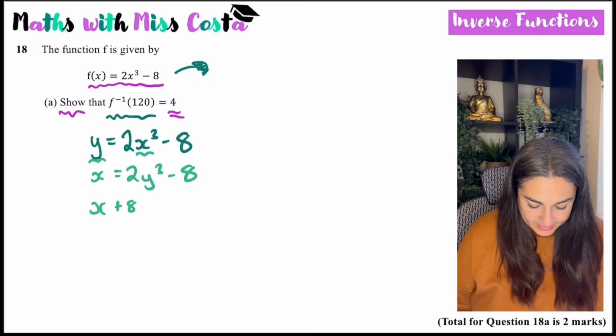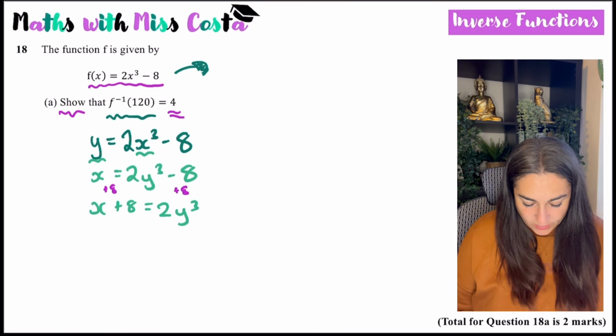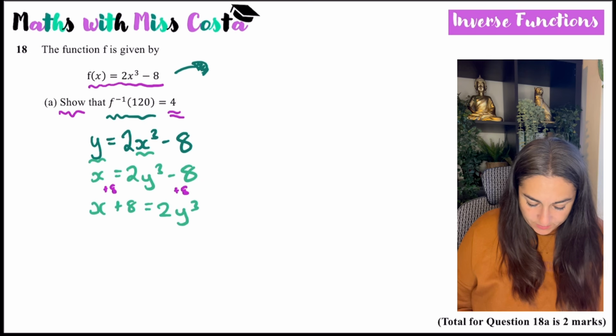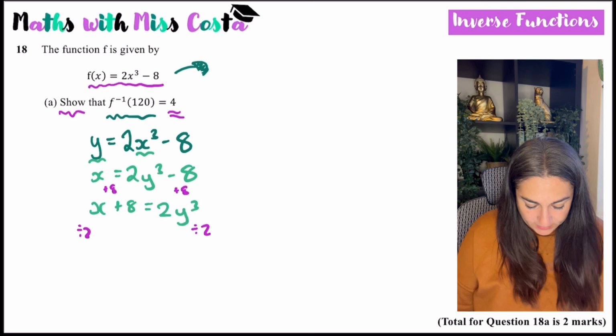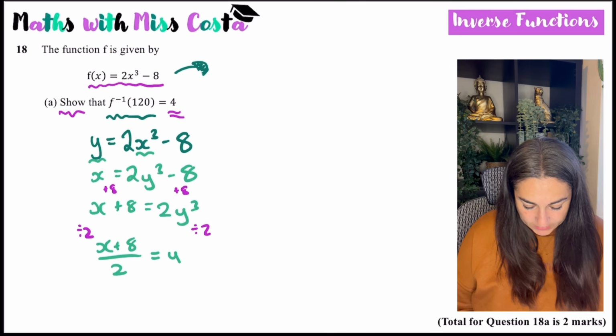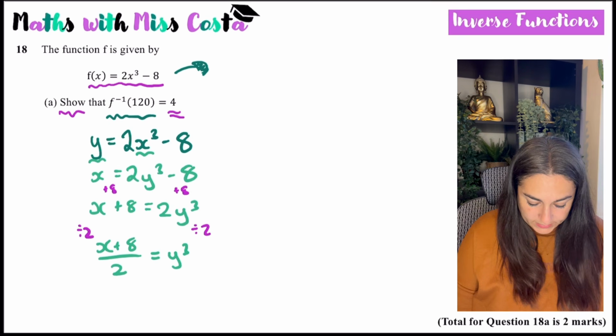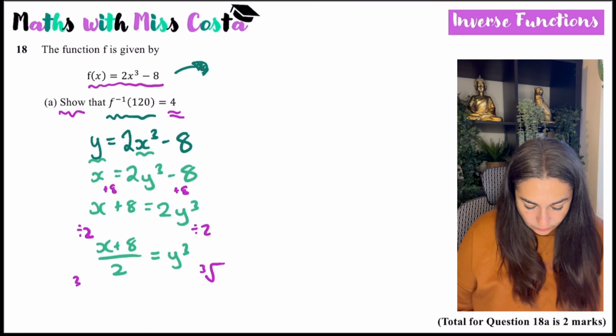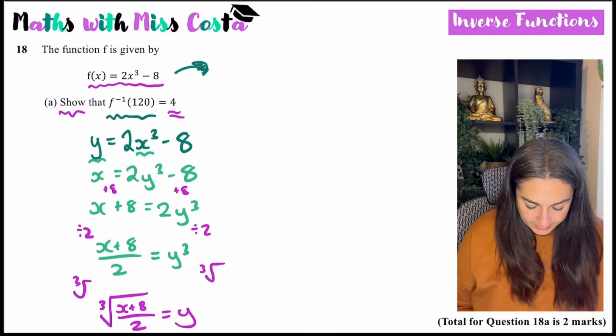I'm jumping too far ahead. So I'm going to add 8 to both sides, first of all. So x plus 8 is 2y cubed. The next step would be to divide both sides by 2. So x plus 8 over 2 is y cubed. And then the final step would be to do the cubed root of both sides. So the cubed root of x plus 8 over 2 is y.